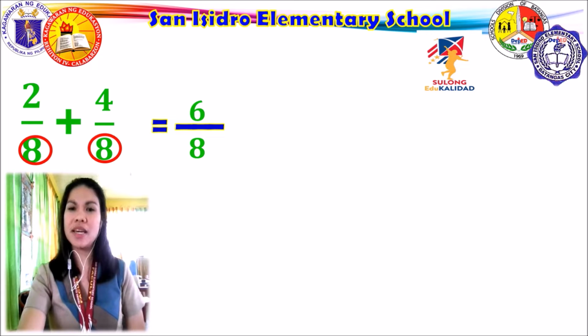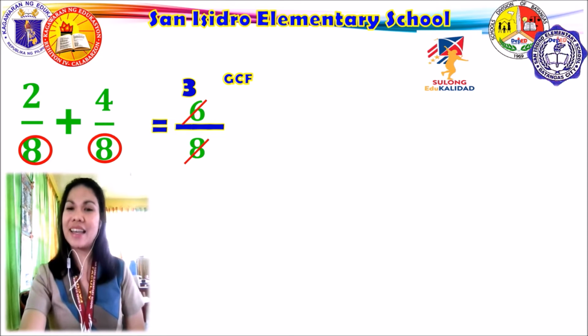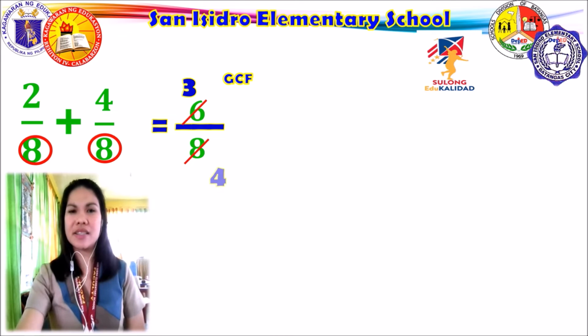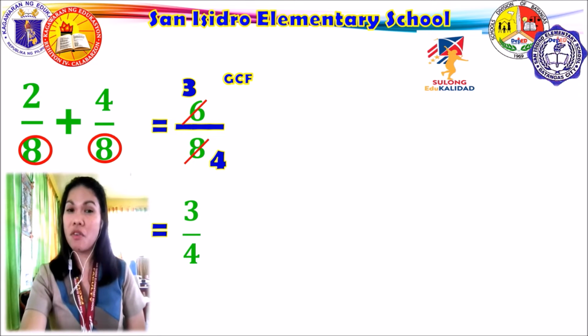So for it to be in lowest term, we need to find the greatest common factor for number 6 and number 8. And that number is number 2. So if we are going to divide 6 and 8 by number 2, let's have our cancellation. So 6 divided by 2 is number 3, and 8 divided by 2 is number 4. This will lead us to our final answer, which is 3/4.